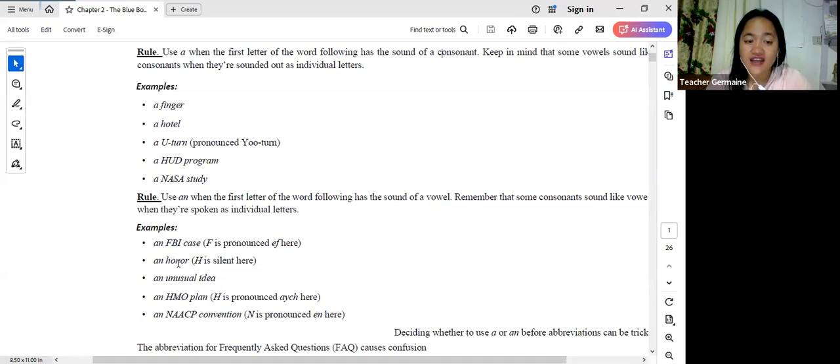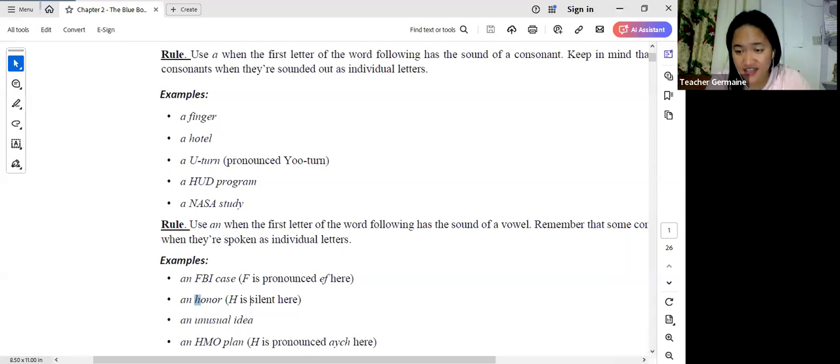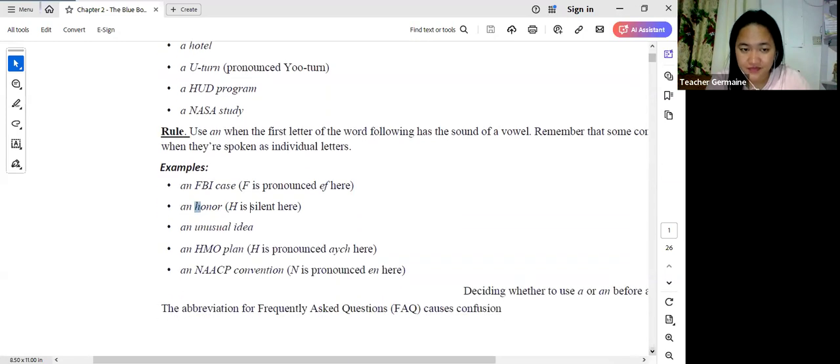Okay, another: an honor. We do not read this as "hon-or", but we say "an honor". Again, teacher, why is it "an"? Why "an" for that example, where in fact letter H is a consonant? Is letter H a consonant, class? Yes, it's a consonant. So why is it using "an"? Because for the word honor, letter H is silent here. Silent, meaning we do not pronounce or use the sound of letter H. Instead we say "onor" instead of reading "honor".